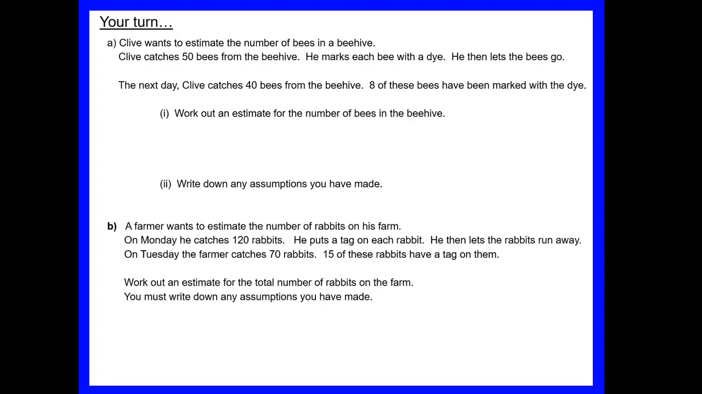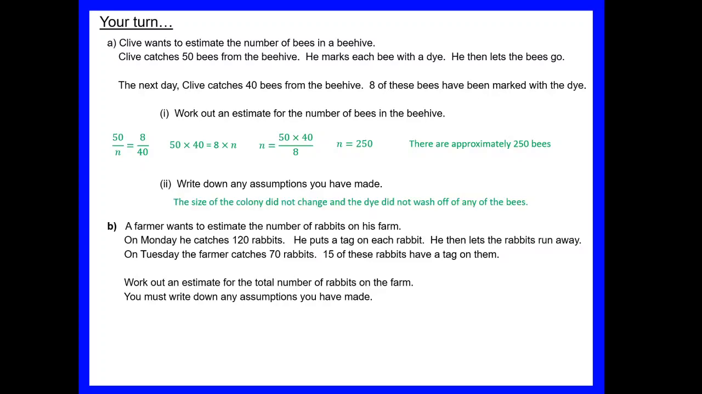Okay, let's have a look at the solutions then. So we're working out an estimate for the number of bees and we've caught 50. So we've caught 50 out of our unknown population, which is equal to our 8 marked ones out of our group of 40 that we've caught. Let's again rearrange our equation. We end up with 50 times 40 divided by 8, so that's 250. So there are approximately 250 bees in the beehive, and we're asked to write down our assumptions.